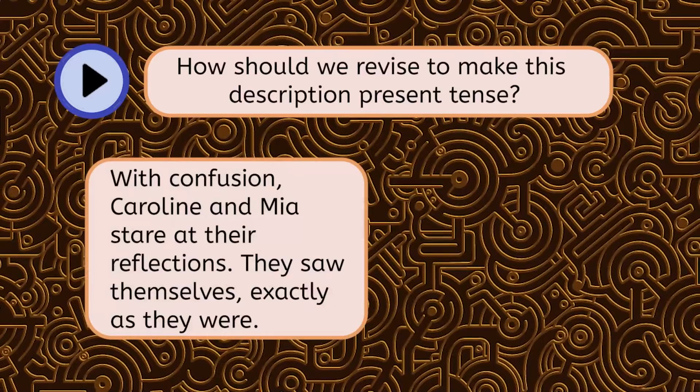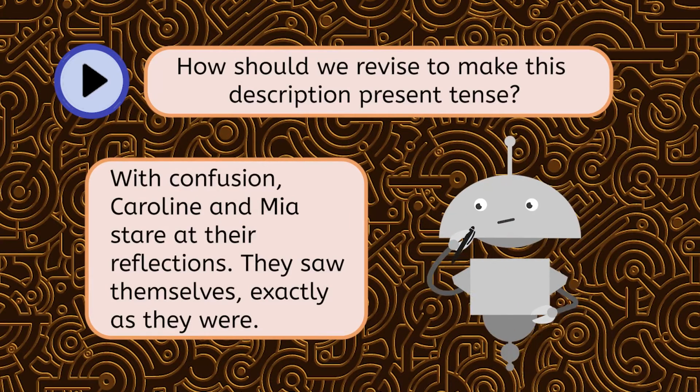With confusion, Caroline and Mia stare at their reflections. They saw themselves exactly as they were. But I think I've made a mistake here. Help me out? Right. Saw and were indicate the past. Let's change them to see and are.